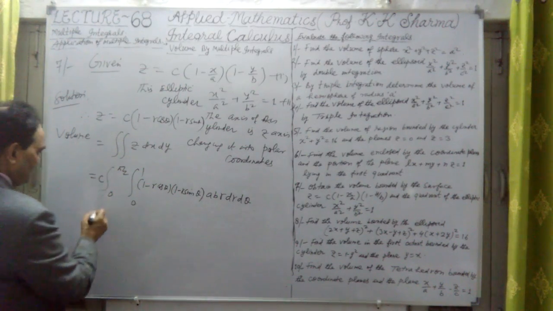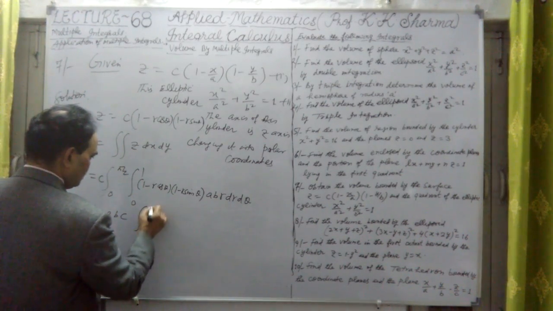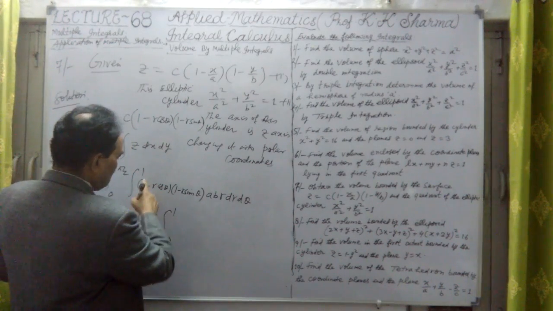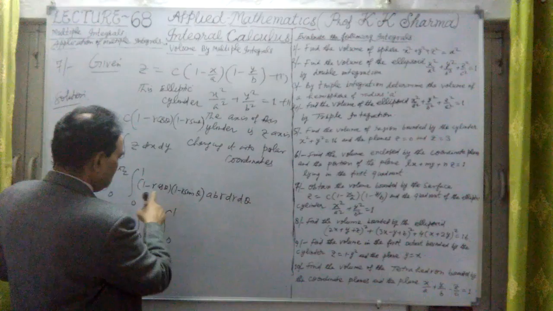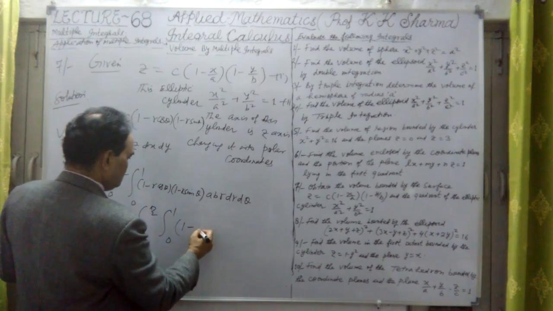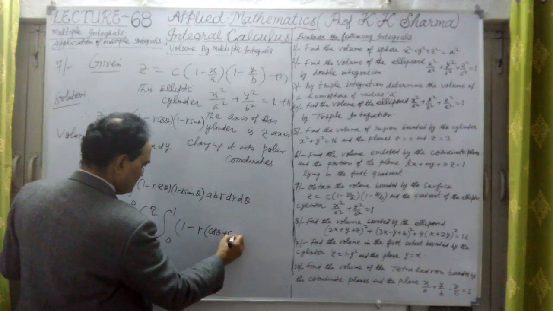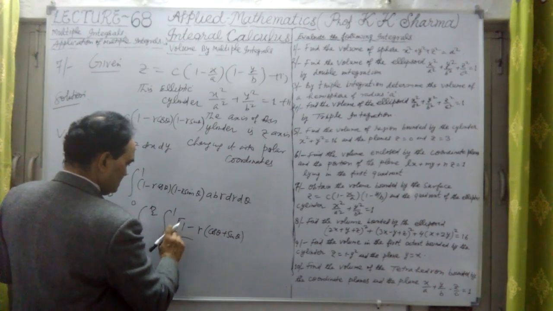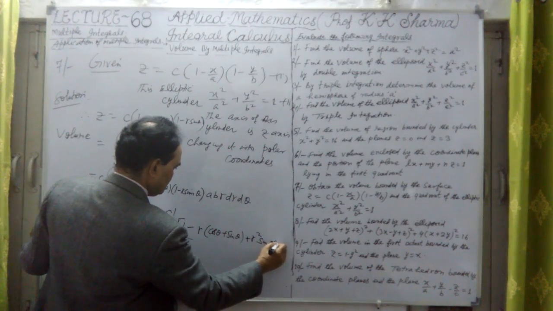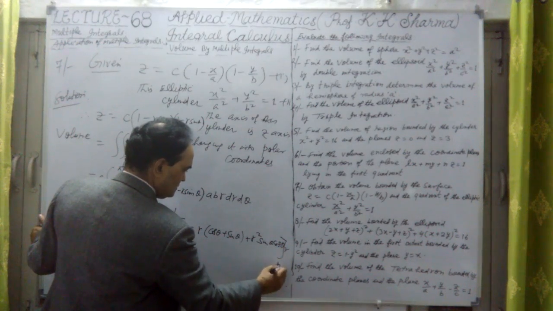Now let me solve it. This will give us abc, so let me take abc outside, with theta from 0 to pi by 2 and r from 0 to 1. Before the r limits, let me multiply the r into this. Multiplying the two brackets, 1 minus r times cos theta plus sin theta, plus r squared sin theta cos theta, into r dr d theta.